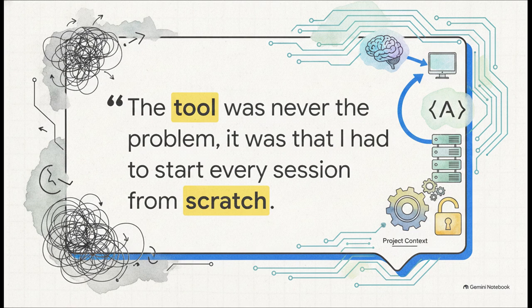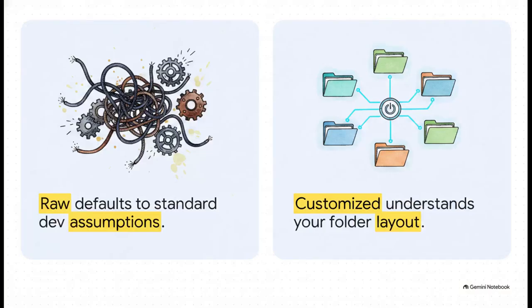And Nolan makes this really brilliant observation. He says, the tool was never the problem, it was that I had to start every session from scratch. And he hit the nail on the head there. An AI agent inherently has absolutely no idea what your specific project is. Because Antigravity is fundamentally built for developers, it just naturally defaults to standard code-based assumptions. So if you're working on something else entirely, its raw default suggestions are going to make zero sense for your workflow.